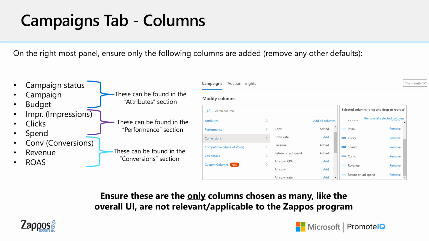Ensure these are the only columns chosen, as many, like the overall UI, are not relevant or applicable to the Zappos program. Please note that the Ad Groups tab is only relevant if you have segmented your campaign outside of just targeting all products.